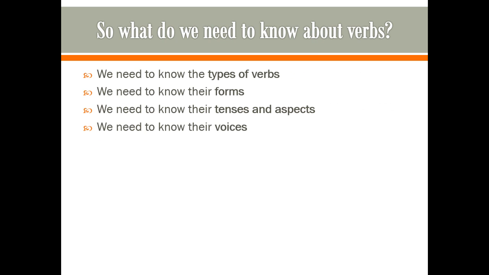So what do we need to know about verbs? We're going to review the types of verbs. We're going to talk about their forms, and we're going to talk about tenses and aspects. Verbs also have voices, and voice is a very important section to talk about because I know for a fact that that's tested on the ACT. But we're going to spend an entire lesson on nothing but voice. So for today, we're going to focus on the first three: type, form, tense, and aspect.